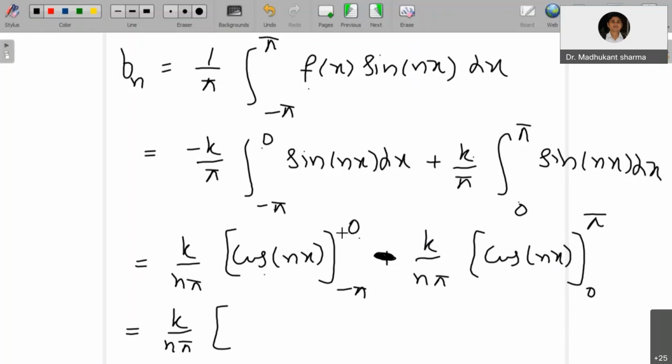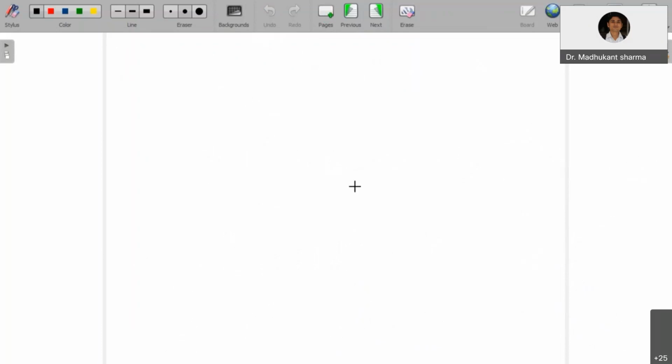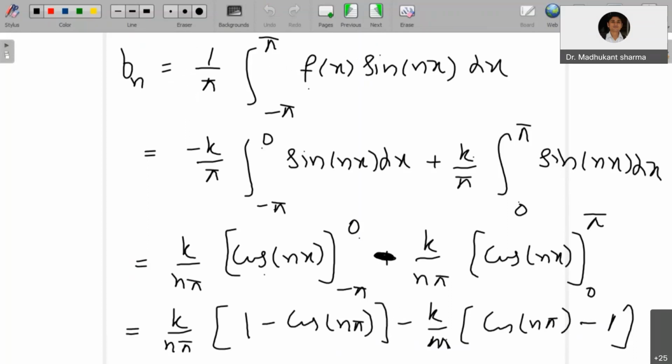Now this equals k by n pi, you know cos 0 is 1, so 1 minus cos of n pi, minus k upon n pi times cos of n pi minus cos 0, which is 1. Now what is it further? That equals 2k by n pi times 1 minus cos of n pi, because if you take the minus inside, it is going to be 1 minus cos n pi, and you have 2 times this.